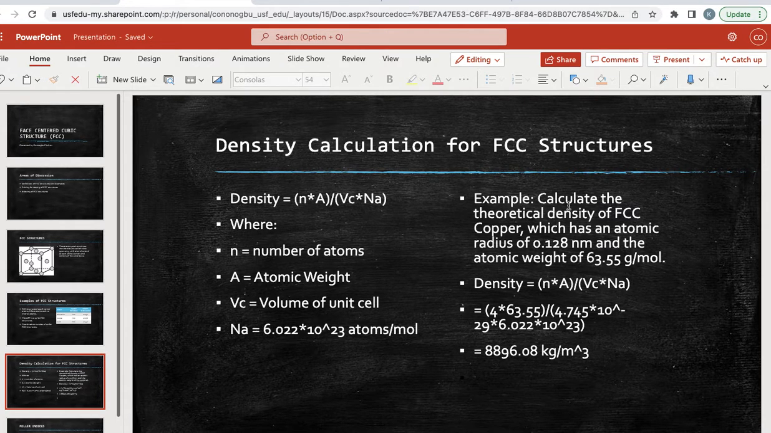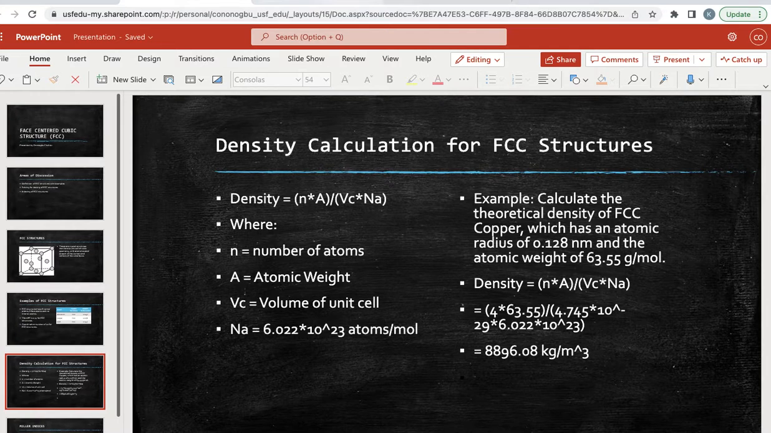So we have a good example here. Calculate the theoretical density of FCC copper, which has an atomic radius of 0.128 nm and an atomic weight of 63.55 gram per mole. You just apply your formula, plug and chug your numbers, and you get the final answer of 8896.08 kg per meter cubed. You also have to convert your units and all this stuff.